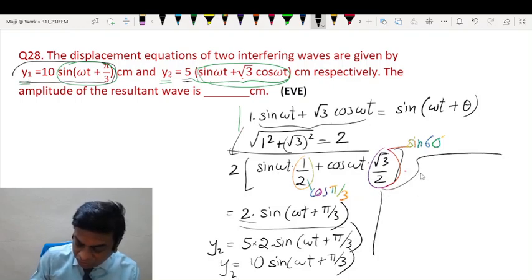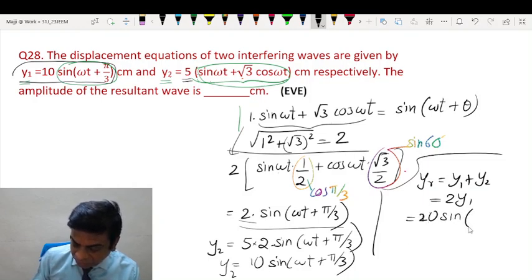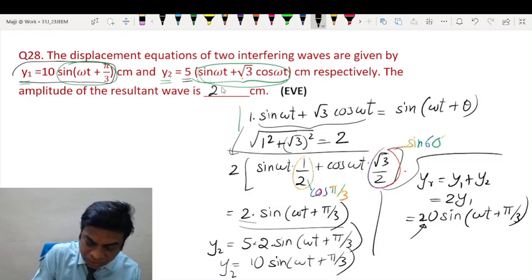So according to principle of superimposition, resultant wave can be simply obtained by adding y1 and y2. So this is basically 2y1. So that is 20 times of sin omega t plus pi by 3. So the amplitude is 20 cm. So 20 cm is the answer.